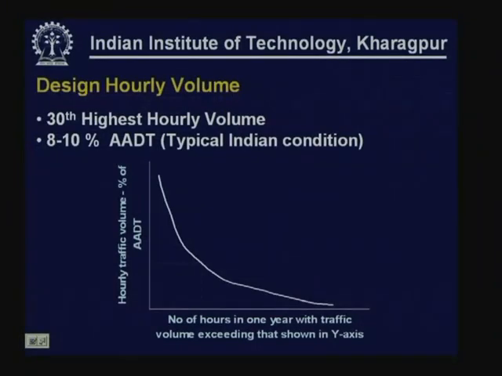So, what is done? Normally, the 30th highest hourly volume is suggested as the design hourly volume in India. It means if we take the 30th highest hourly volume, we are accepting that maximum 29 times in a year, the hourly volume may exceed the design hourly volume we are taking for design of the route system. But it is only 29 times maximum, not more than that. So, the 30th highest hourly volume is recommended for calculating the design hourly volume.